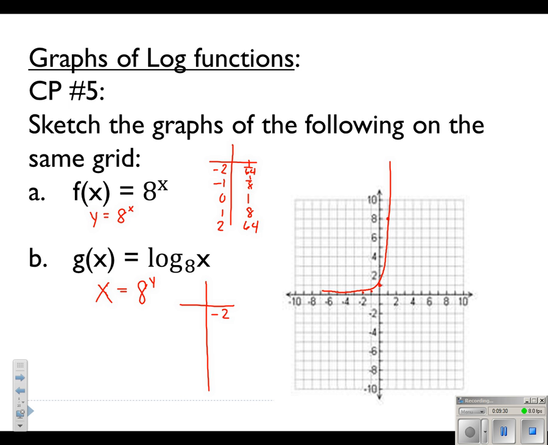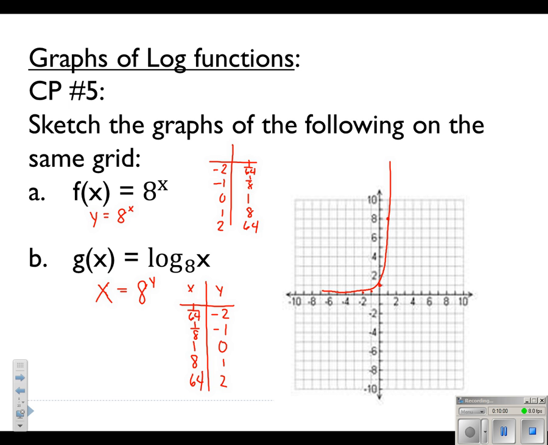So I went with these values over in my y column. So if I put negative 2 in for y, I have 8 to the negative 2 power, or 1 over 64. For negative 1, I'm going to get 1 over 8. For 0, 1. For 1, 8. And 8 to the second power is 64. Now compare your two tables and notice something about those pairs of points. They're just flipped.